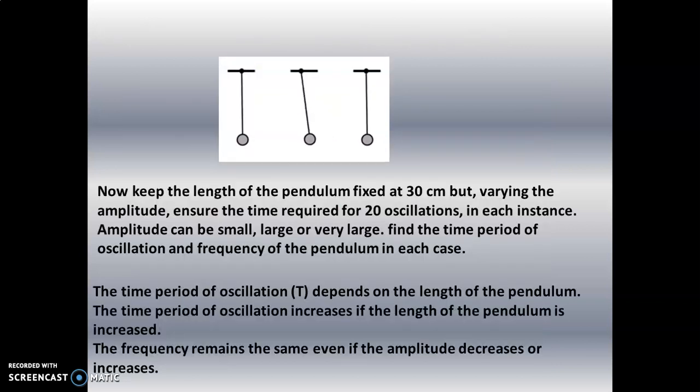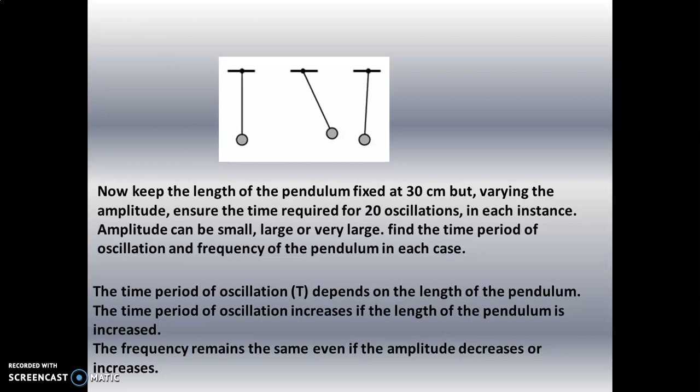Now keep the length of the pendulum fixed at 30, but vary the amplitude. Ensure the time required for 20 oscillations is noted. Now the length is constant. See the diagram here, everywhere the length is constant. What I am doing is changing the amplitude. So it can be small, as you can see in the first diagram, or large as in the second diagram, or very large. Again I am finding the time for 20 oscillations.